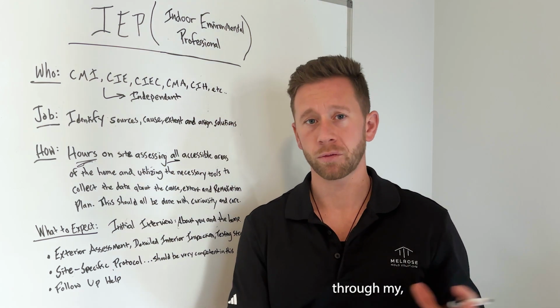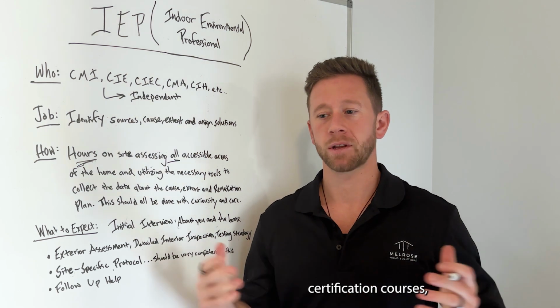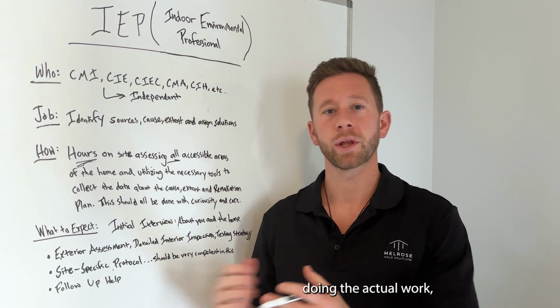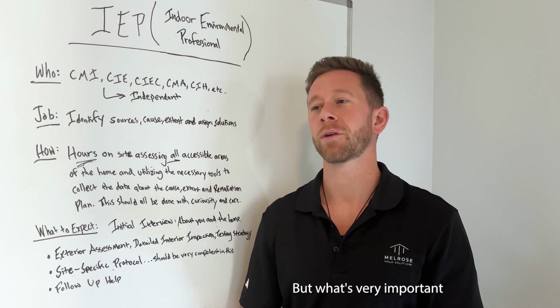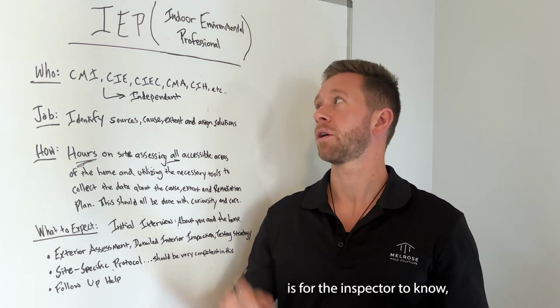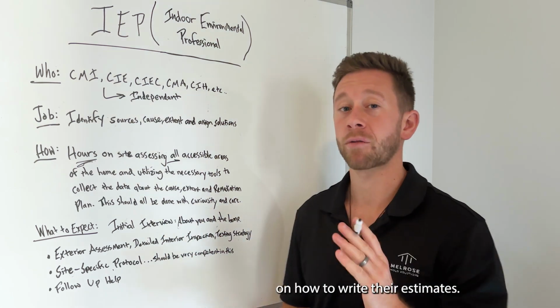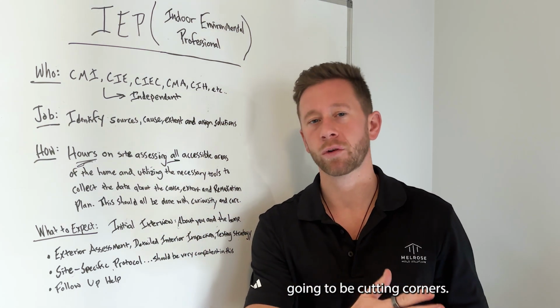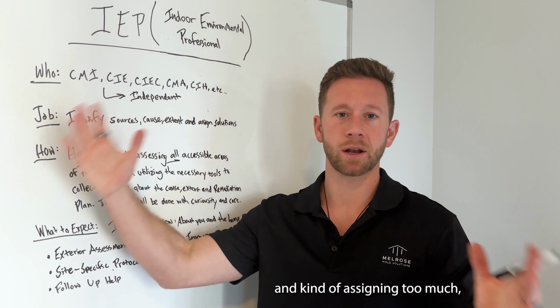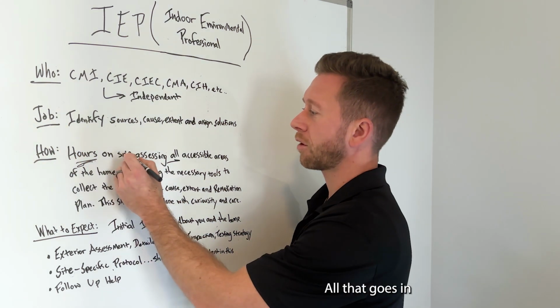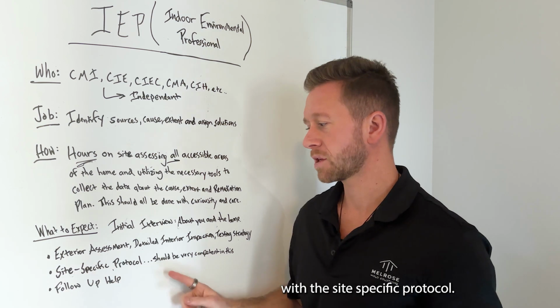When I went through my certification courses, I was the only IEP in the course. It was all people who were doing the actual work, which is good. They need to know what they're doing. But what's very important is for the inspector to know, because then it gives them clear direction on how to write their estimate, so they're not going to be cutting corners. They're not going to be doing guesswork and kind of assigning too much. They're not going to be using the wrong products and things like that. All that goes in with the site-specific protocol.